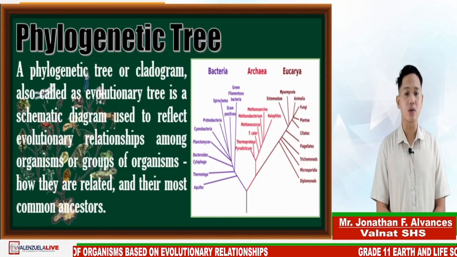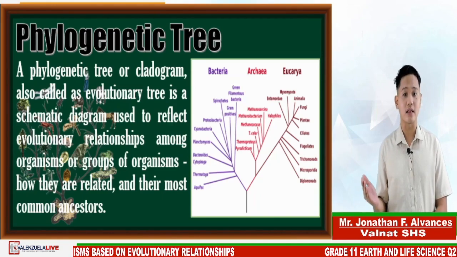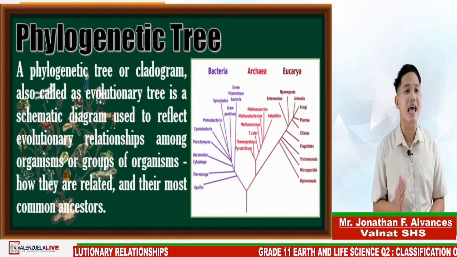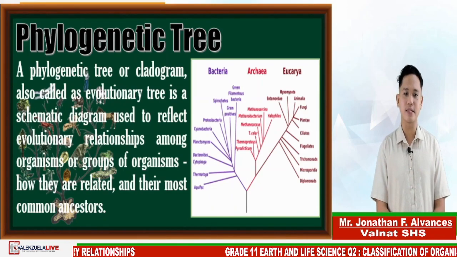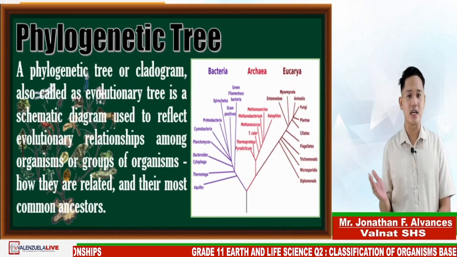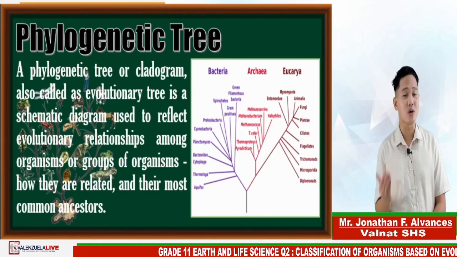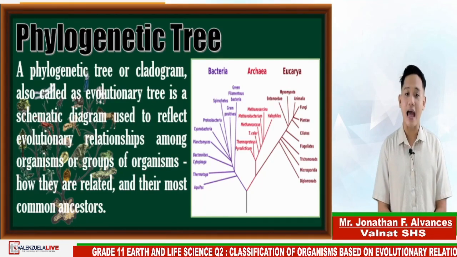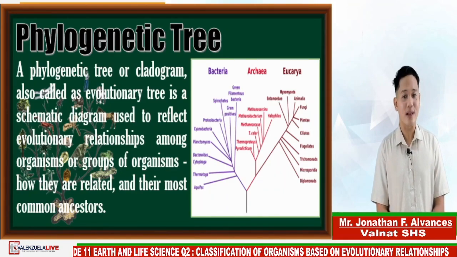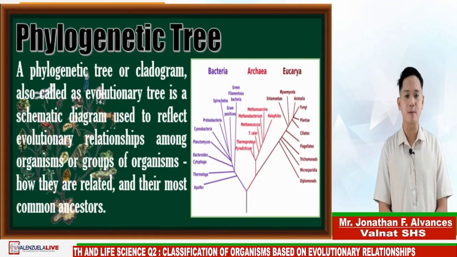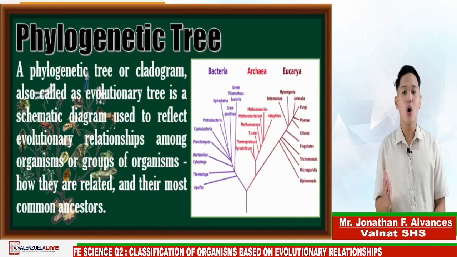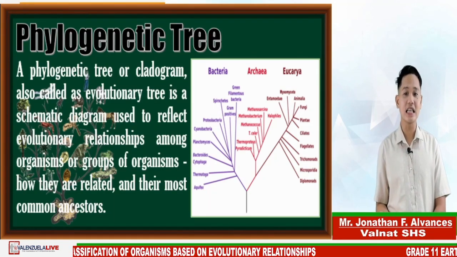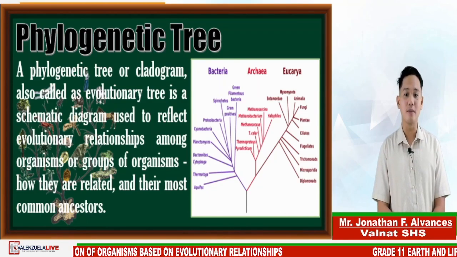Scientists use a tool called a phylogenetic tree to show the evolutionary pathways and connections among organisms. A phylogenetic tree, or cladogram, also called an evolutionary tree, is a schematic diagram used to reflect evolutionary relationships among organisms or groups of organisms, how they are related, and their most recent common ancestors.